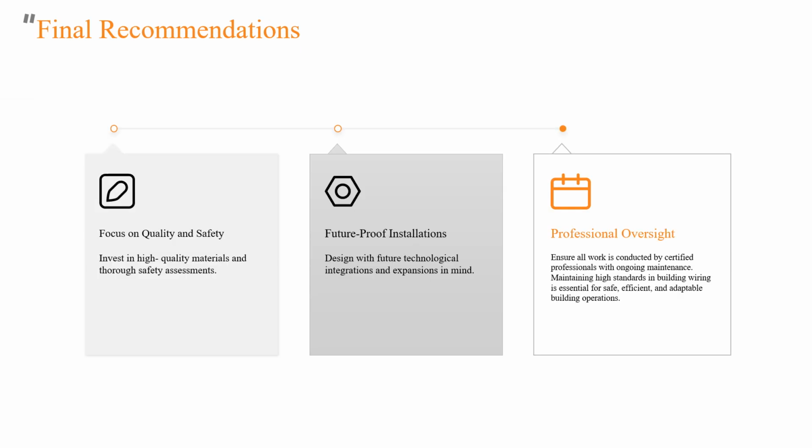The final recommendation in building wiring system is that electrical wiring is an installation of cables through which power is distributed to the various devices associated with electric and structures in a manner to ensure a continuous power supply, which focuses on quality and safety, future-proof installation, and professional oversight.